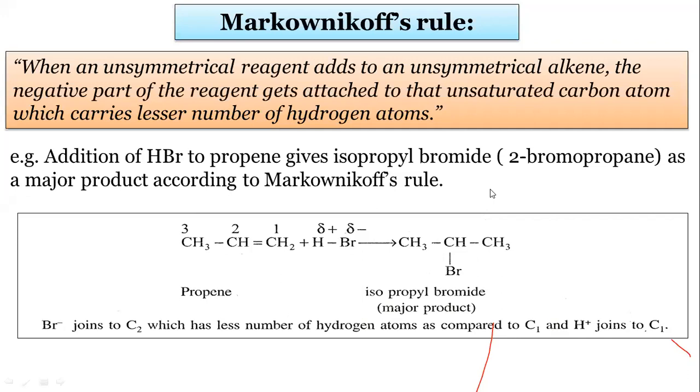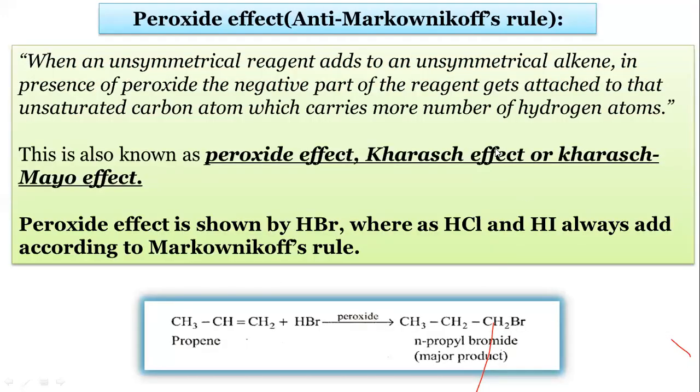Only 10 minutes are remaining. After 10 minutes, this lecture will be completed. Peroxide effect is also called anti-Markovnikov's rule. There are three different names, remember carefully. Peroxide effect is the effect due to the addition of peroxide. It is also called anti-Markovnikov's rule. It is also called the Kharash effect and Kharash-Mayo effect. What is this effect? I will explain now.